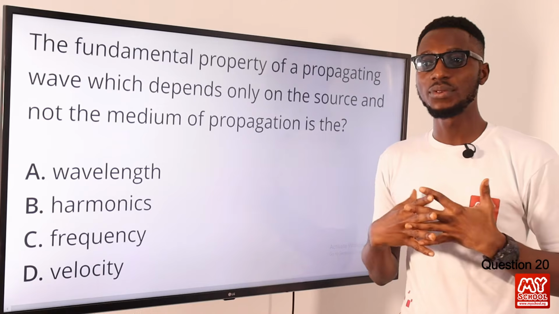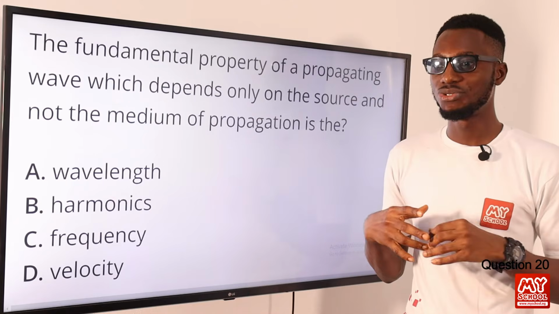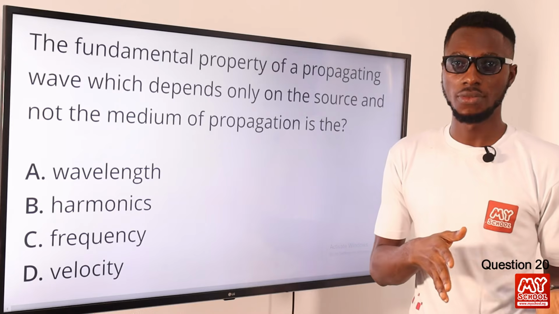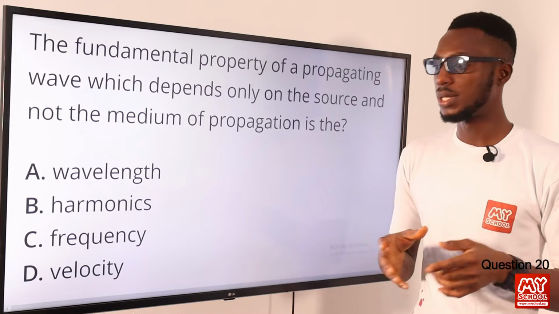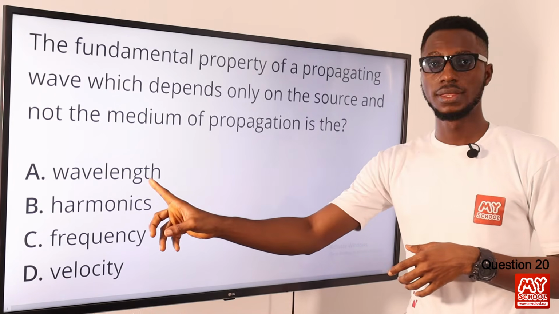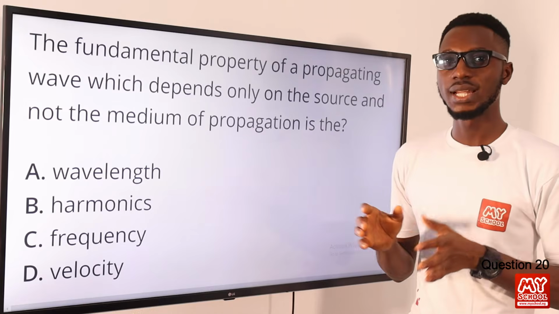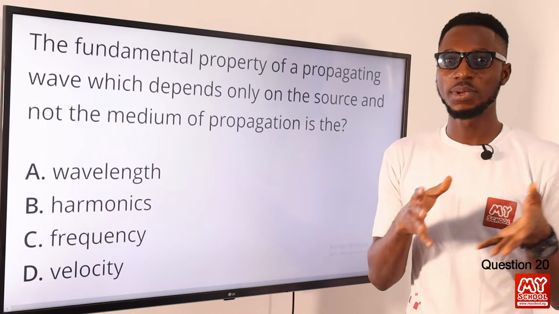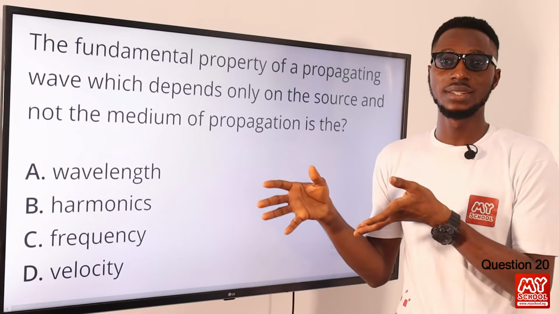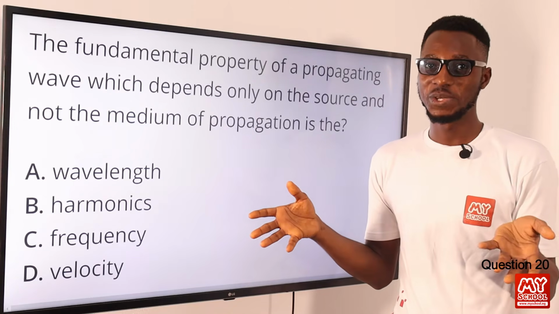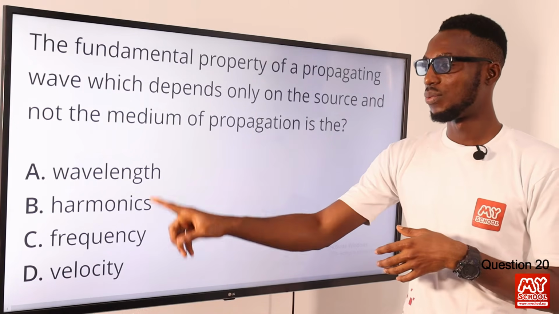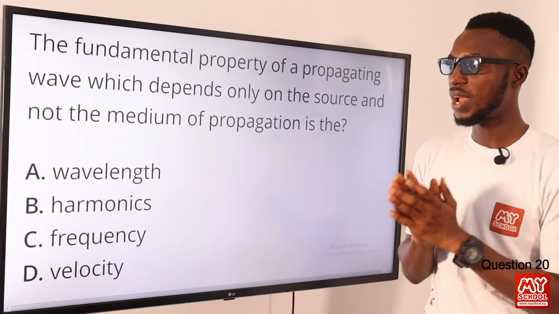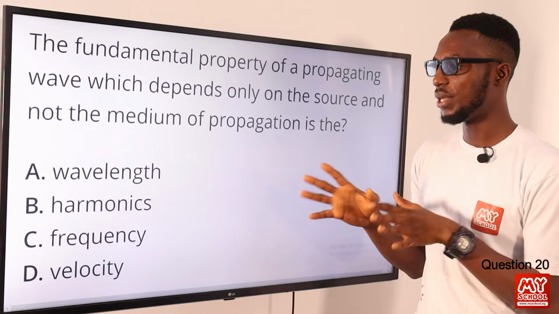At first, we have to look at certain properties that change when they change medium. Those properties include velocity and especially wavelength. You notice that the speed of sound in air differs from the speed of sound in water, and differs from the speed of sound in metals or solids. So these will change as the medium changes. That is settled. So we have two options left, B and C.